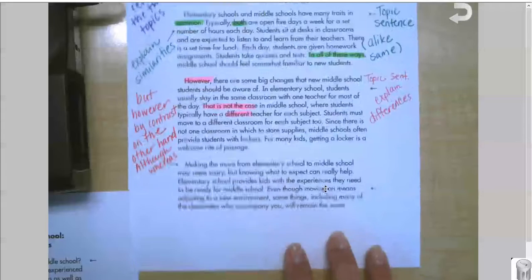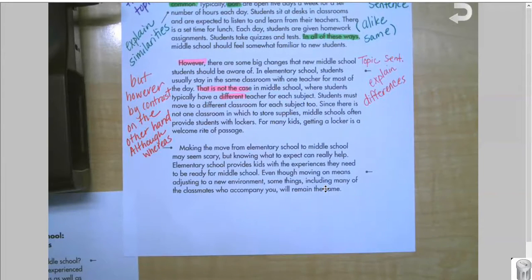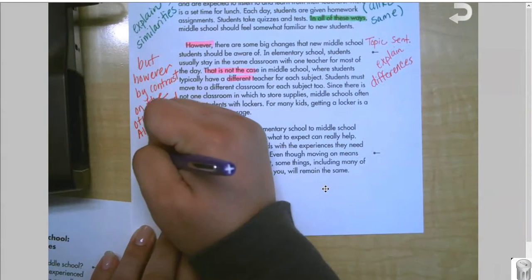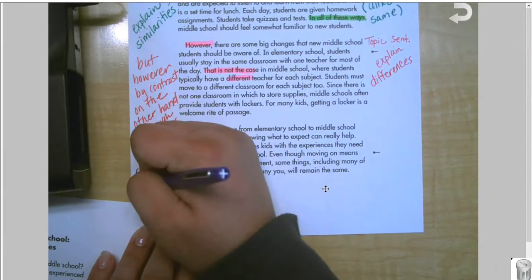All right, and our last paragraph here. So it says, making the move from elementary school to middle school may seem scary, but knowing what to expect can really help. Elementary schools provide kids with the experiences they need to be ready for middle school. Even though moving on means adjusting to a new environment, some things, including many of the classmates who accompany you, will remain the same. So here you see that in the conclusion paragraph, they are reminding you about the two topics.